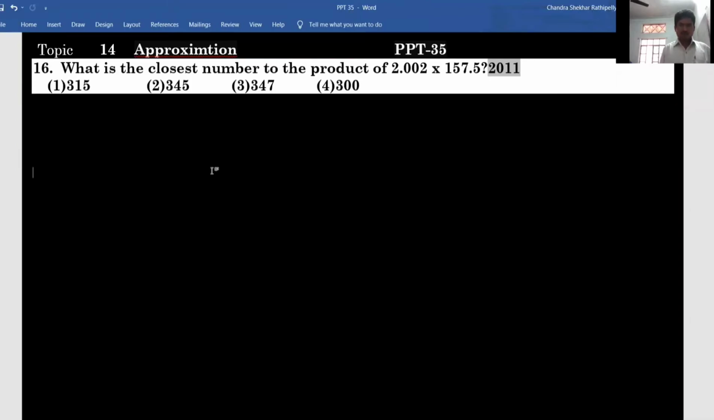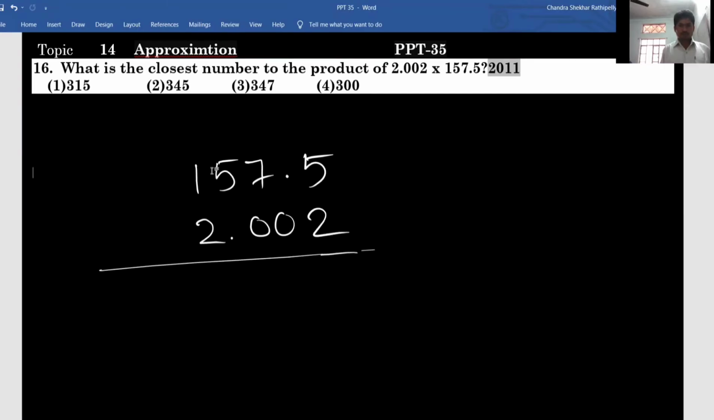We have to take the distance 157.5. We have to multiply it with 2.002. 2 5s are 10, 2 7s are 14, 15, 2 5s are 10, 11, 2 1s are 2, 3.